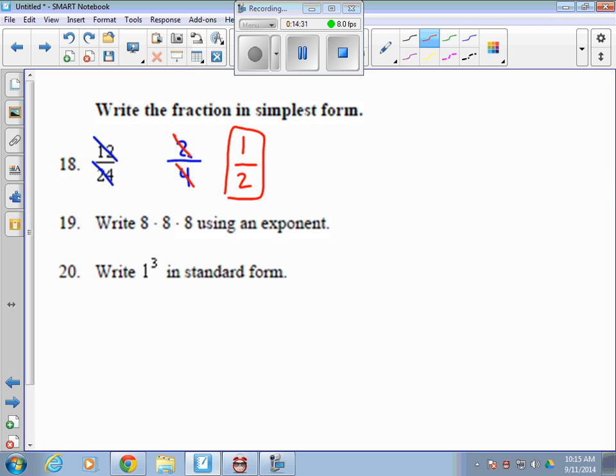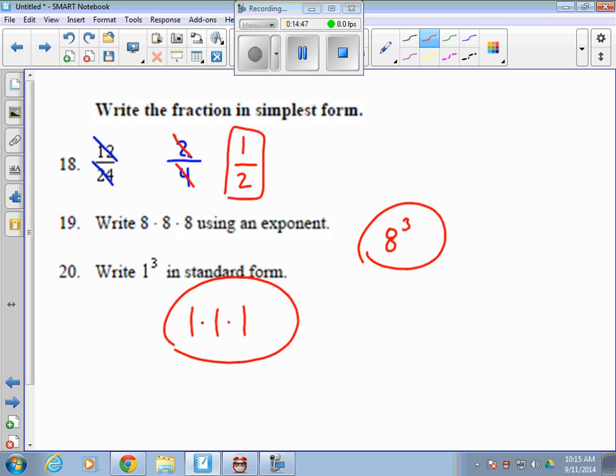Writing 8 times 8 times 8 using an exponent means 8 times itself 3 times, or 8 to the third power. Writing 1 to the third power in standard form would be 1 times 1 times 1. I know on the test either last week or the week before, it told you to write it in standard form. This is standard form, what I have here. The instructions were a little bit leery. It actually did this, and it said 1 times 1 times 1. It simplified the whole thing out. It evaluated it all the way out. So 1 times 1 times 1 is the correct answer. But if you see something on the test that actually multiplies them out, don't freak out.